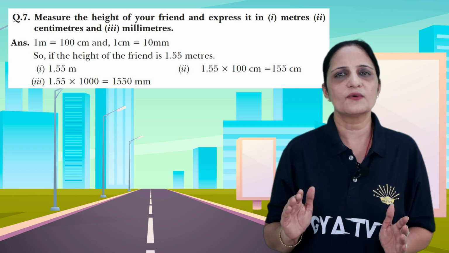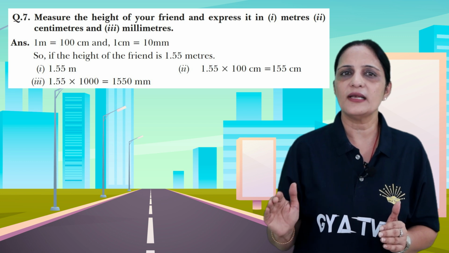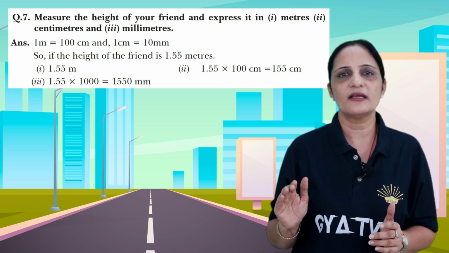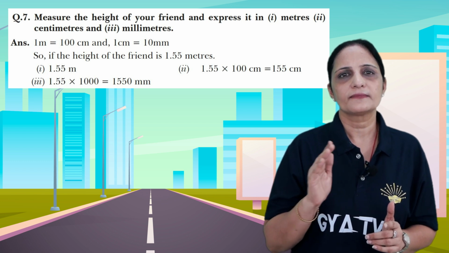So 1 meter is equal to 100 centimeters and 1 centimeter is equal to 10 millimeters. So if the height of your friend is 1.55 meters, so what will it be?